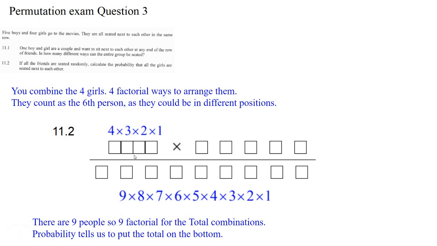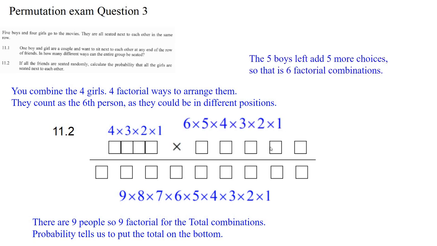But they count as a 6th person because these 4 people can sit in all sorts of different ways, at the end and in the middle, all over the place. They count just like the way you could arrange one of these 5 boys. So that's why the last number isn't 5 factorial, because the girls count as 1. That makes it 6 factorial. Well, there's all the ways you can do it. 4 factorial for the girls times 6 factorial for all the other combinations, the 5 boys included, all over 9 factorial. Just put that in your calculator.